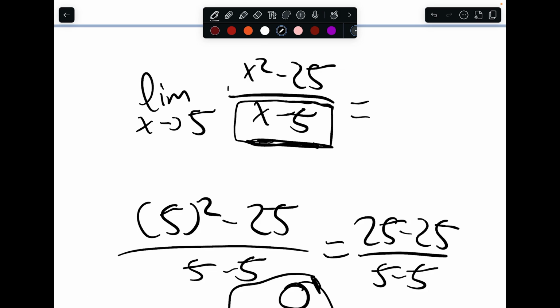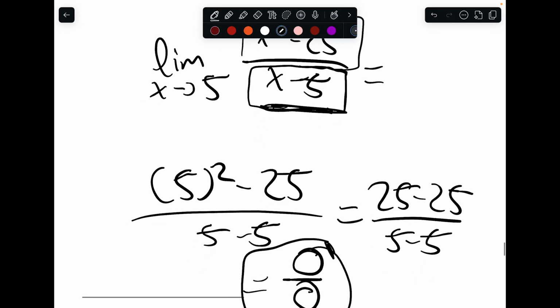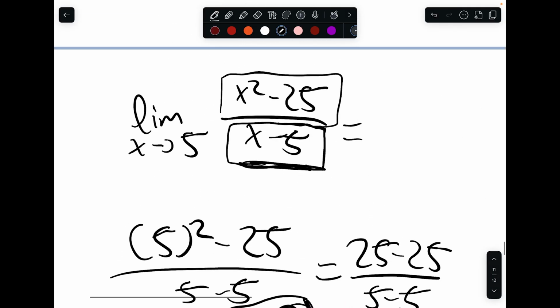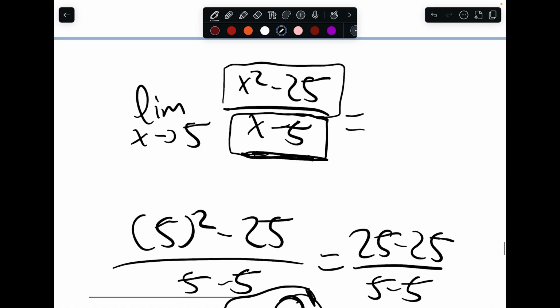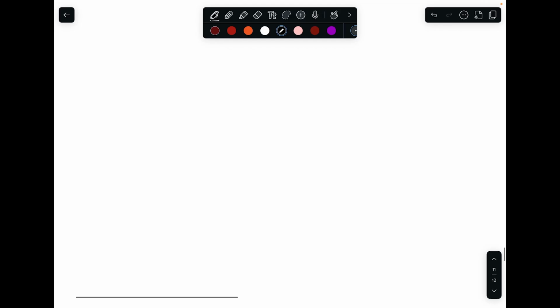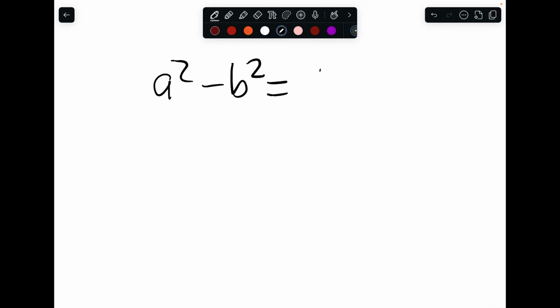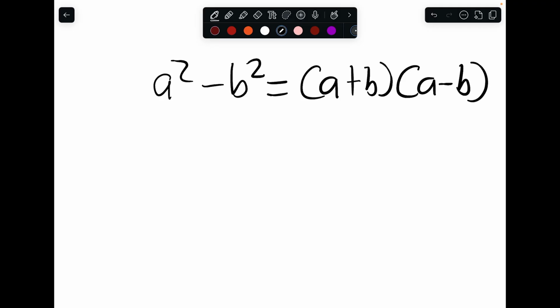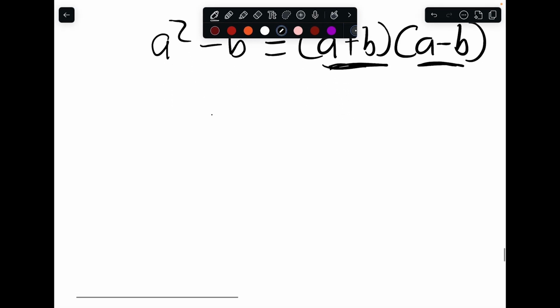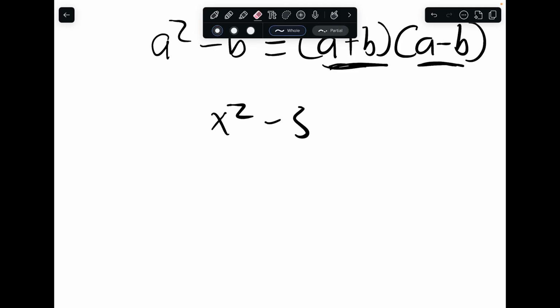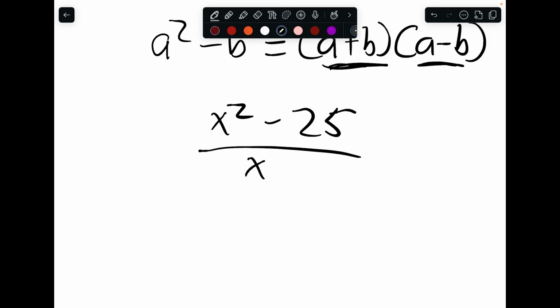So let's see if we can get rid of that with factoring. We can factor this top numerator and see if we can get rid of the denominator through canceling each other out. The way we would do this, if you notice here, this is a difference of squares. Remember, for any difference of squares, a squared minus b squared, you can write that as a plus b times a minus b, the sum and the difference of each other multiplied. So let's go back to our function, x squared minus 25 over x minus 5.